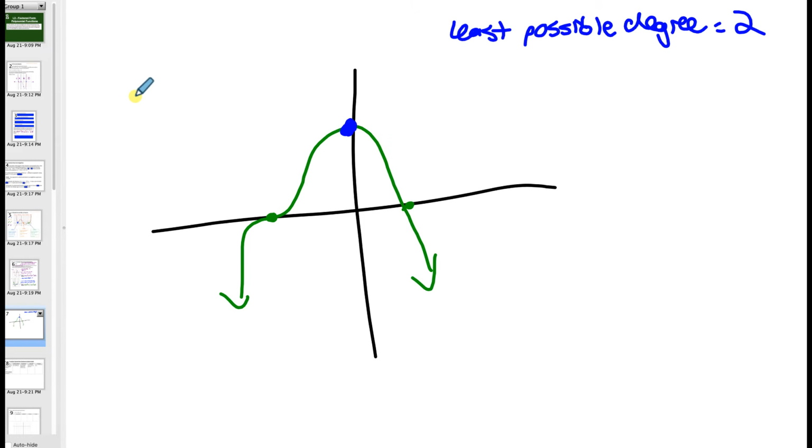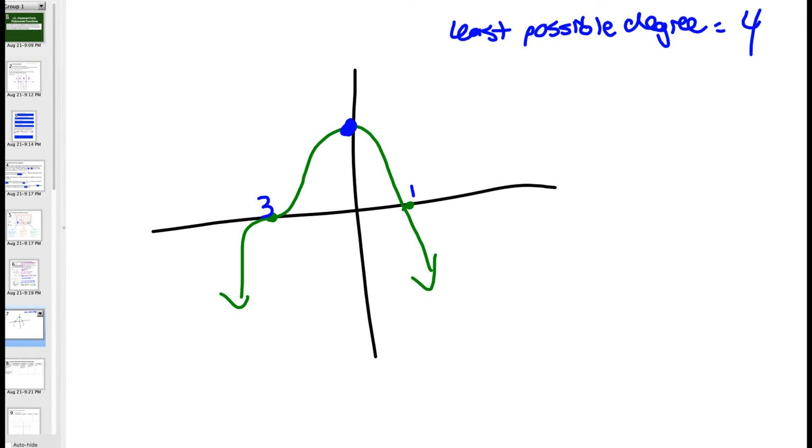I know this can't be a degree 2 function because if I check the sum of the orders of the x-intercepts, this is order 3 and this x-intercept is order 1, so it has to be at least degree 4. So that's one instance where just doing 1 more than number of turning points is going to get you the wrong answer. You also have to check the sum of the orders of the x-intercepts.